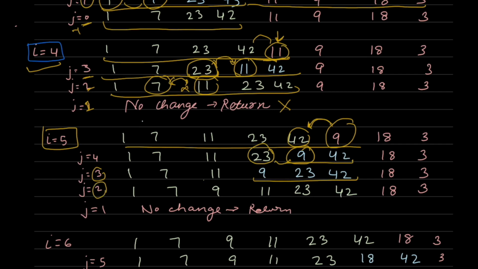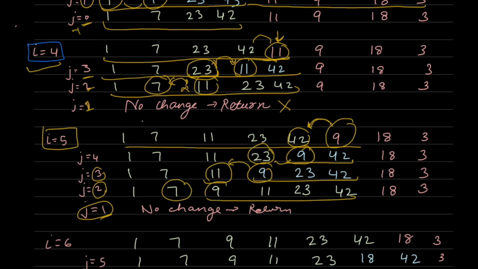Now we move to the next element, j equals 2. We compare 9 with 11. 9 again being smaller, we would be swapping 9 and 11, and this would be the state of the array. Now j equals 1.